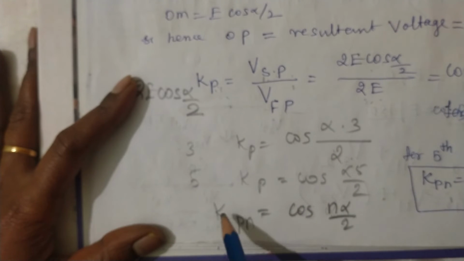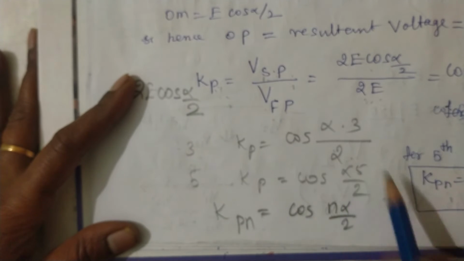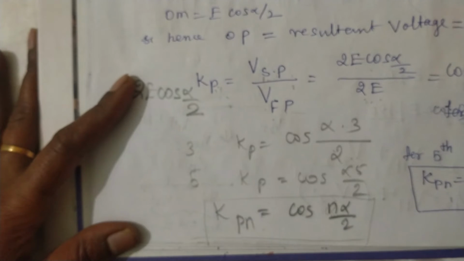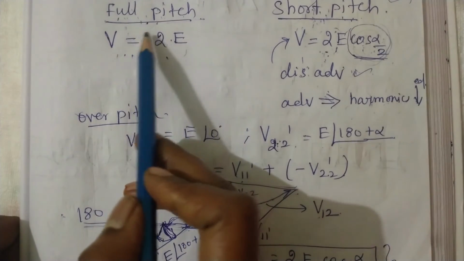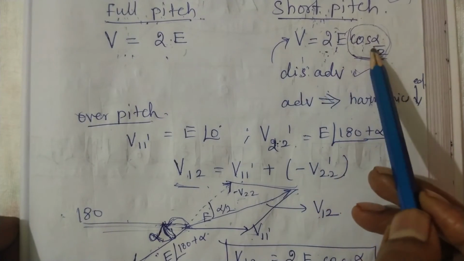The meaning is the pitch factor at any number of order of harmonics. So this is the pitch factor formula, and we will come to the conclusion. In the conclusion, full pitch voltage is 2E, and for the short pitch the voltage is 2E cos alpha by 2.